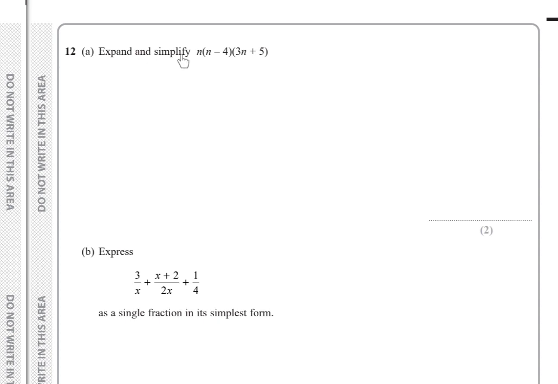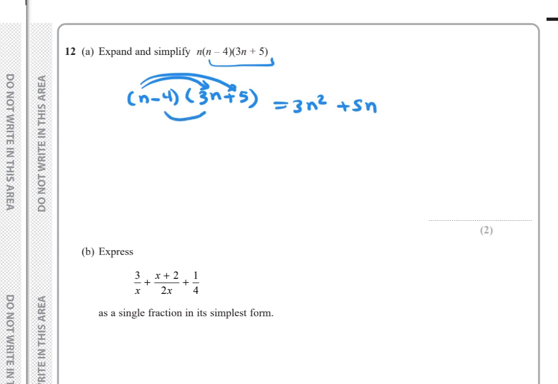12a. Expand and simplify n times (n minus 4)(3n plus 5). So you can start to multiply the two brackets, n minus 4 times 3n plus 5. n times 3n equals 3n squared. n times 5, 5n. Then negative 4 times 3n, negative 12n. Negative 4 times positive 5, negative 20. Combine the like terms. So 3n squared, 5 minus 12, so negative 7n, minus 20.